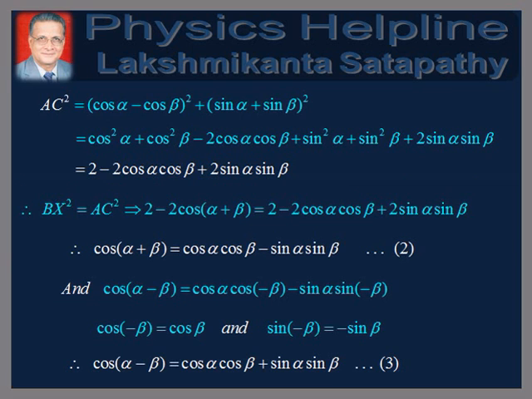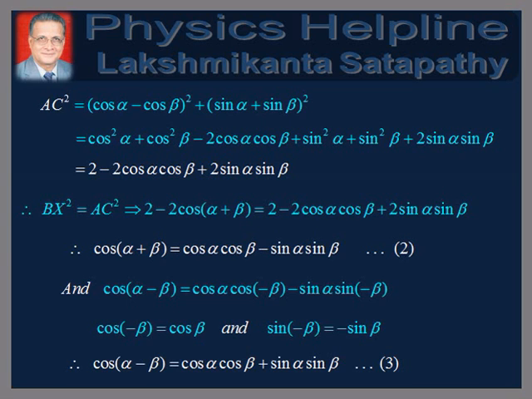And AC square is equal to (cos alpha minus cos beta) whole square plus (sin alpha plus sin beta) whole square, which is equal to cos square alpha plus cos square beta minus 2 cos alpha cos beta plus sin square alpha plus sin square beta plus 2 sin alpha sin beta. Now cos square alpha plus sin square alpha is equal to 1 and cos square beta plus sin square beta is equal to 1. Therefore, we have AC square is equal to 2 minus 2 cos alpha cos beta plus 2 sin alpha sin beta.